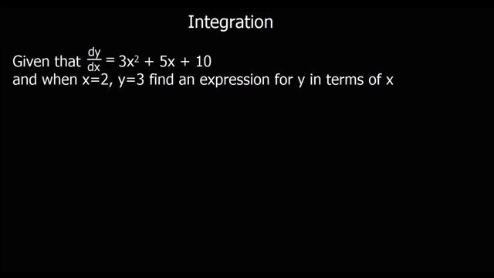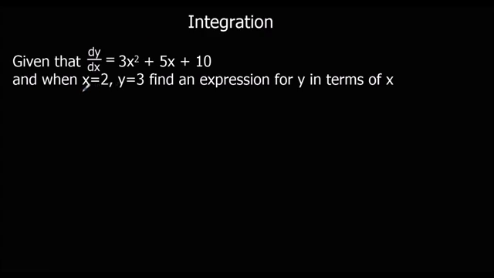Okay, here we've got another integration question. It says, given that dy/dx is equal to 3x squared plus 5x plus 10, and when x is 2, y is 3, find an expression for y in terms of x. So what they're asking us to do is to go from dy/dx back to y. That means undoing differentiation, and the undoing of differentiation is called integration.